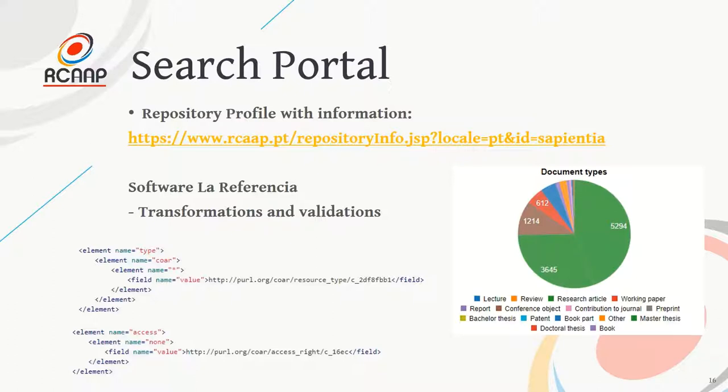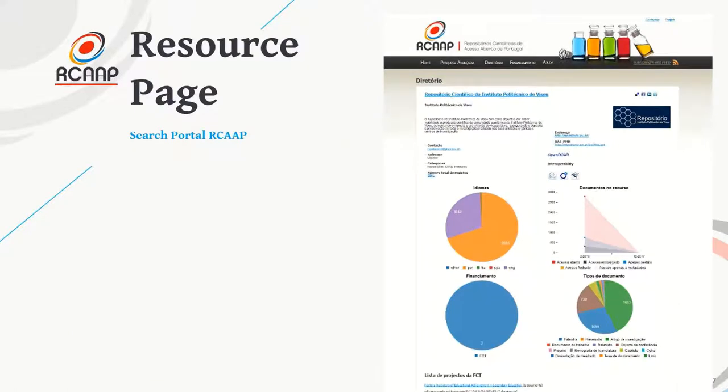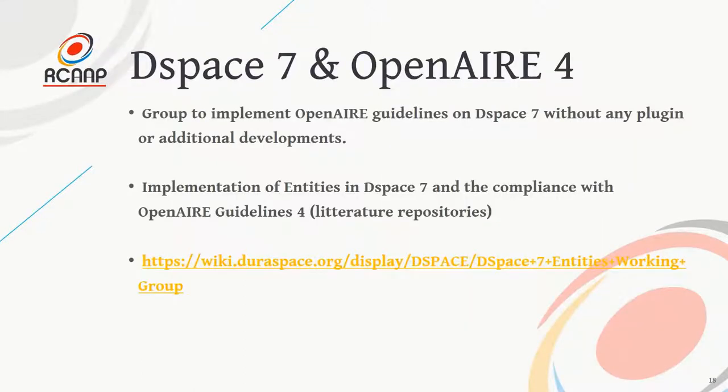Also at the portal level, we use all these values, and you have here some examples like the core types, to be able to show some statistics about the repository, for example, in this case. And we have a page that is based on that information. All this information we show is based on the OpenAIRE 4 guidelines.